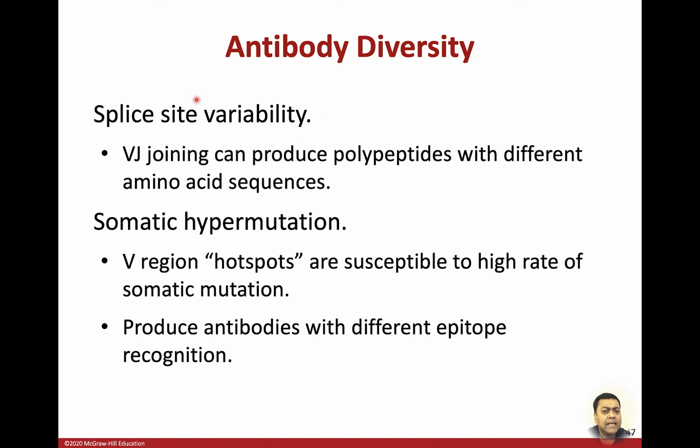So the splice site variability is the V and the J joining region can produce polypeptides with different amino acid sequences. We already talked about that. And this gives you more diversity. And along with that, there are some regions which give you hotspots which are susceptible to a high rate of mutation. And this produces antibodies with different epitope recognition.